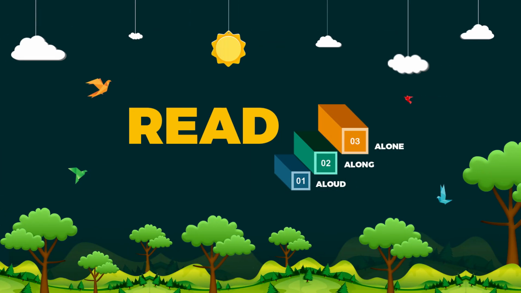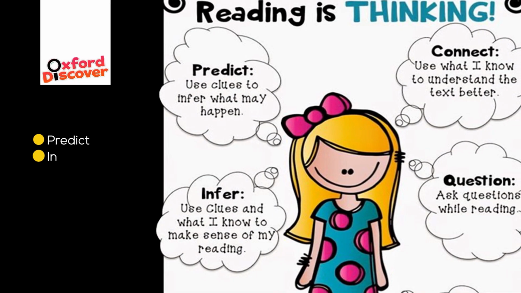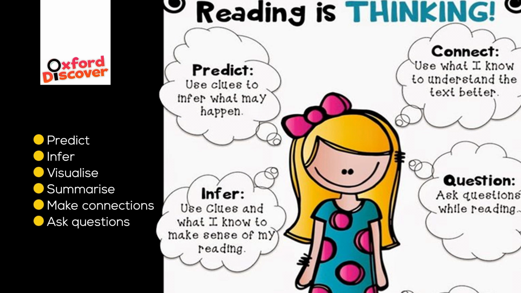There are 3 ways of reading. They could read aloud in class individually, or the teacher could read to them. They could read along with each other, or they could read alone to themselves. To recap the stages of teaching reading, there's prediction, there's inference.